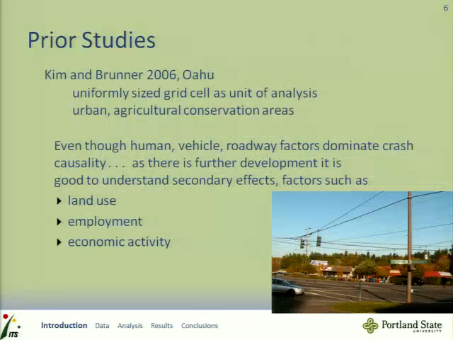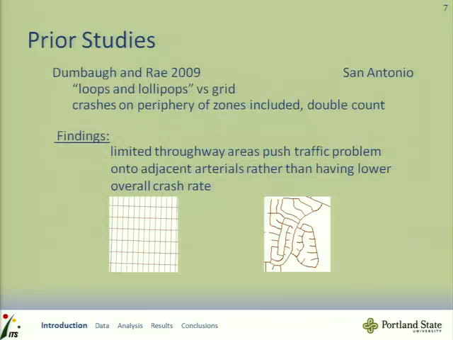In 2006, Kim and Brunner on Oahu did a crash study for the entire island, so it was not only urban areas, but also agricultural and military areas. They overlaid a uniform grid cell over the entire island and pointed out that even though there are major factors with human factors and vehicle factors in crashes, it's also good to understand what's happening with land use and other factors. So they included some land use, employment, and economic activity. They also assigned all of their crashes to the nearest intersection in their study.